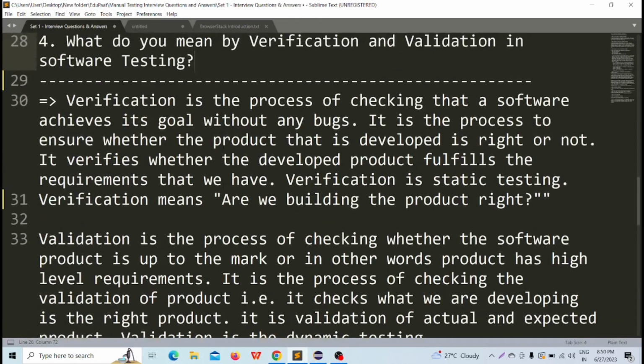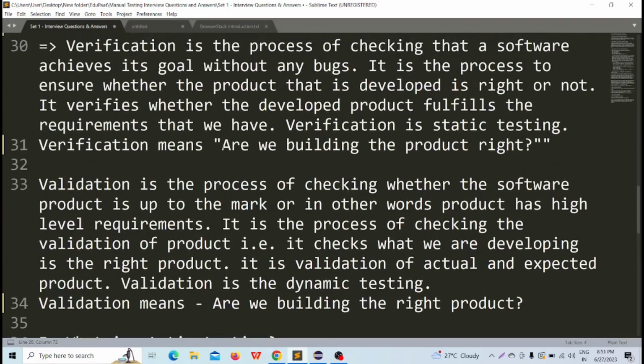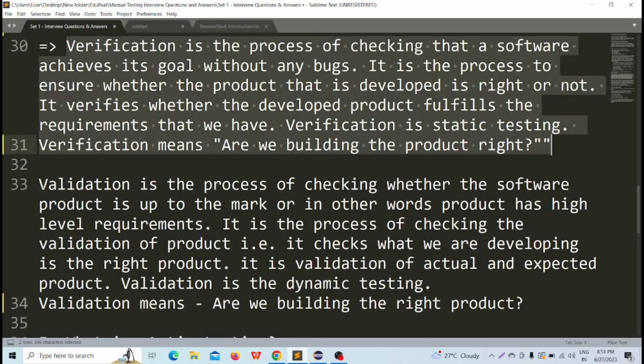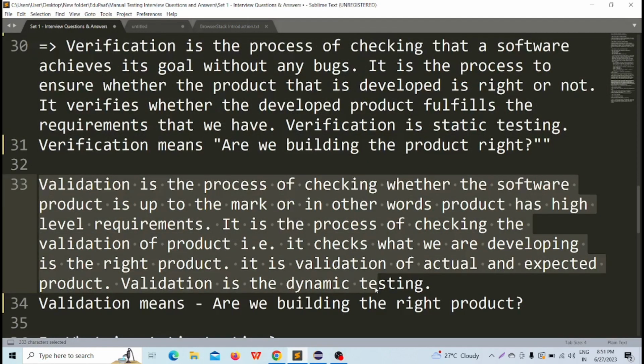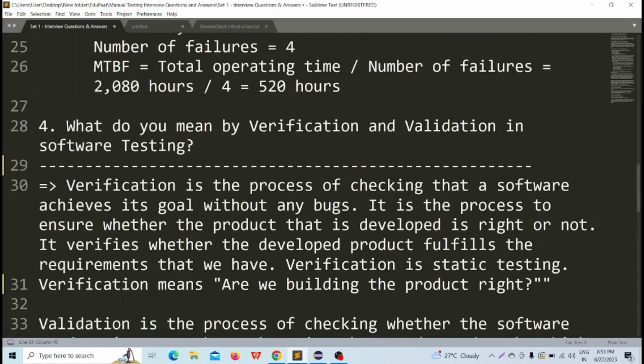As for interview purposes, if any interviewer asks you what you mean by verification and validation in software testing, in simple terms, you can tell these two sentences. And remember, if you want to remember what verification is and what validation is, the simple term you have to remember is, for verification, are we building the product right? That means we are verifying. And for validation, are we building the right product? That means we are validating our product. So this is verification and validation.